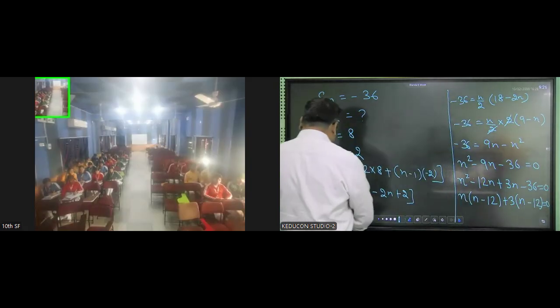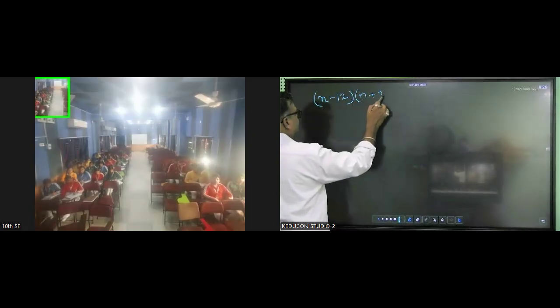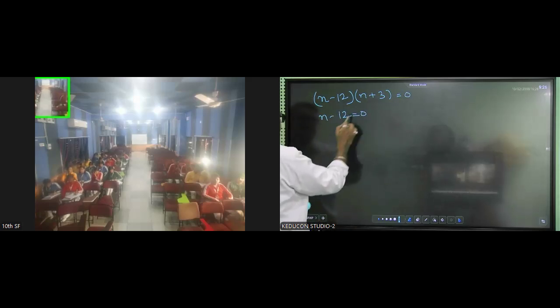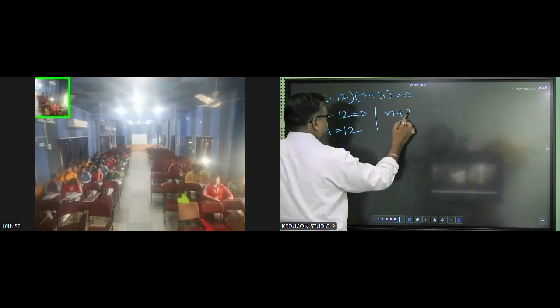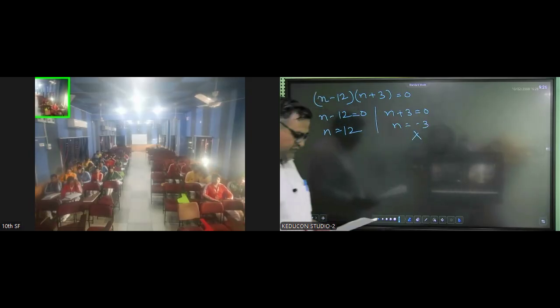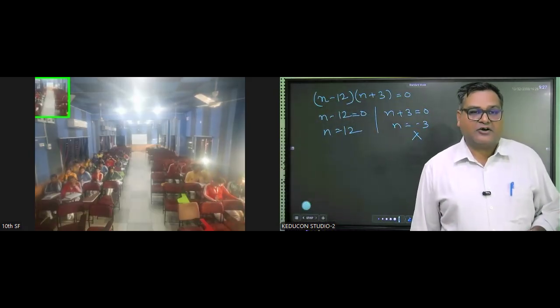Right? So we have factors n minus 12, n plus 3 equal to 0. So n minus 12 equal to 0, so n will be 12. We will neglect n equal to minus 3 because the number of terms has to be positive. So the value of n will be 12 in this case. Any doubt, bachon?